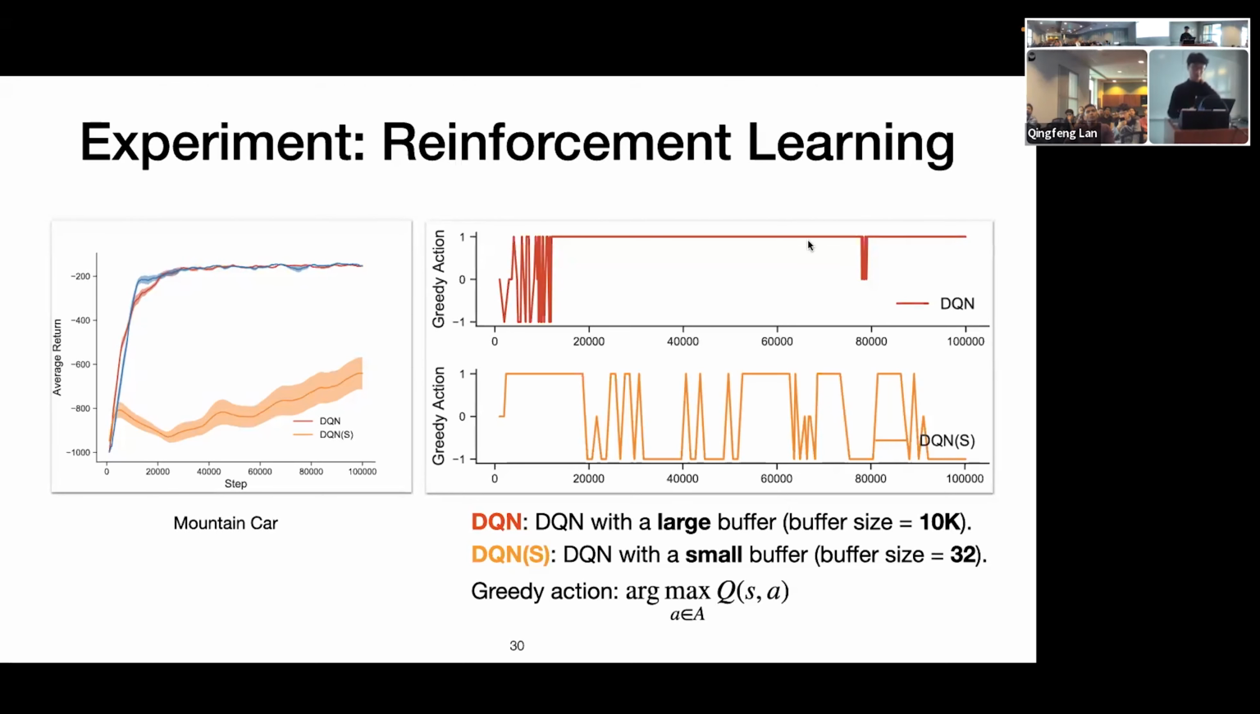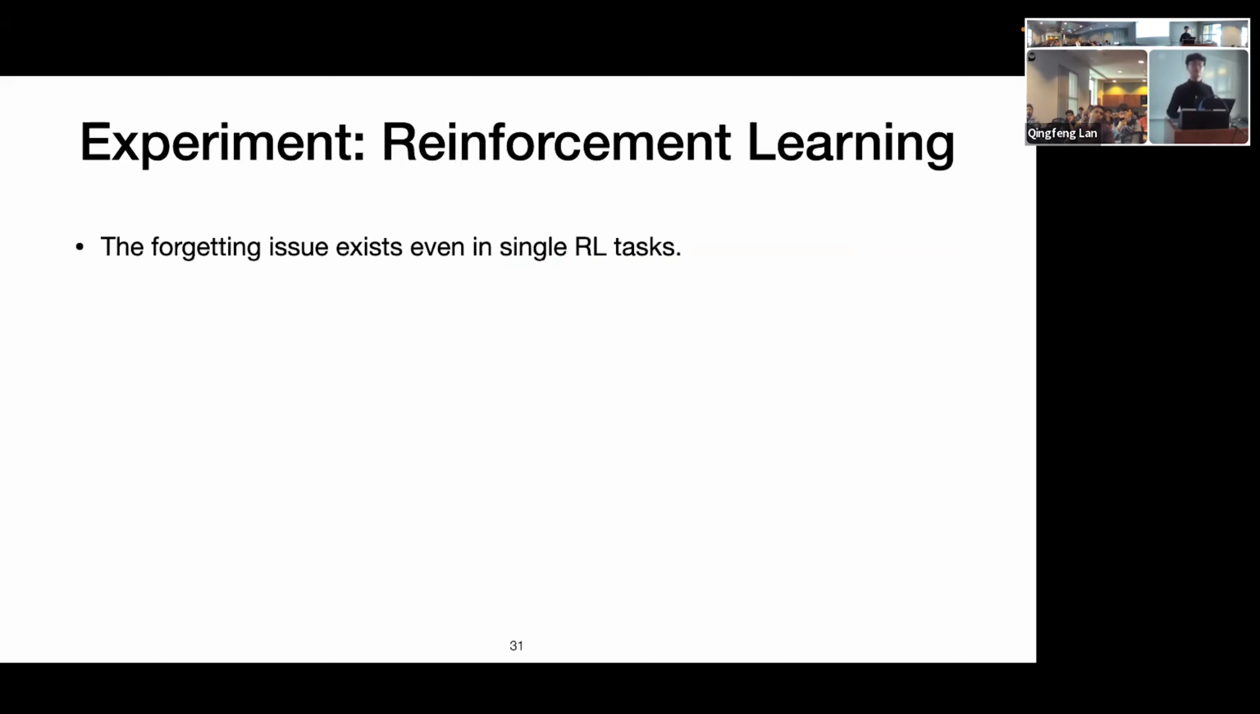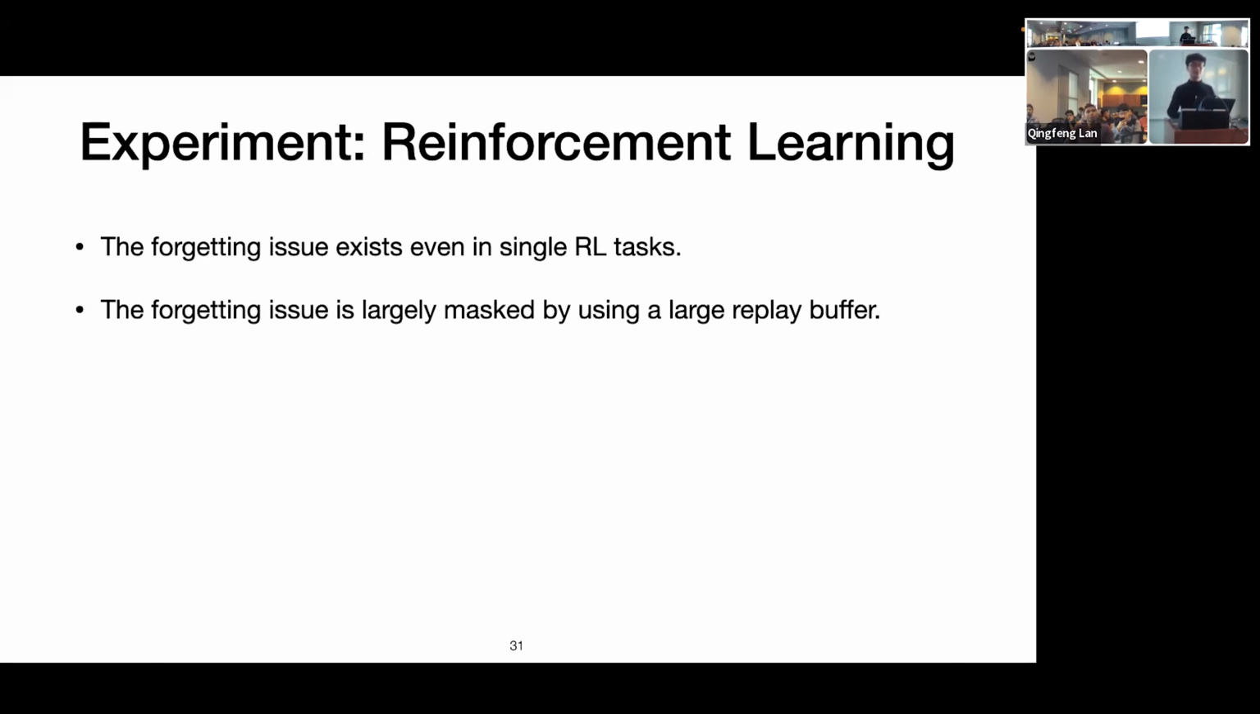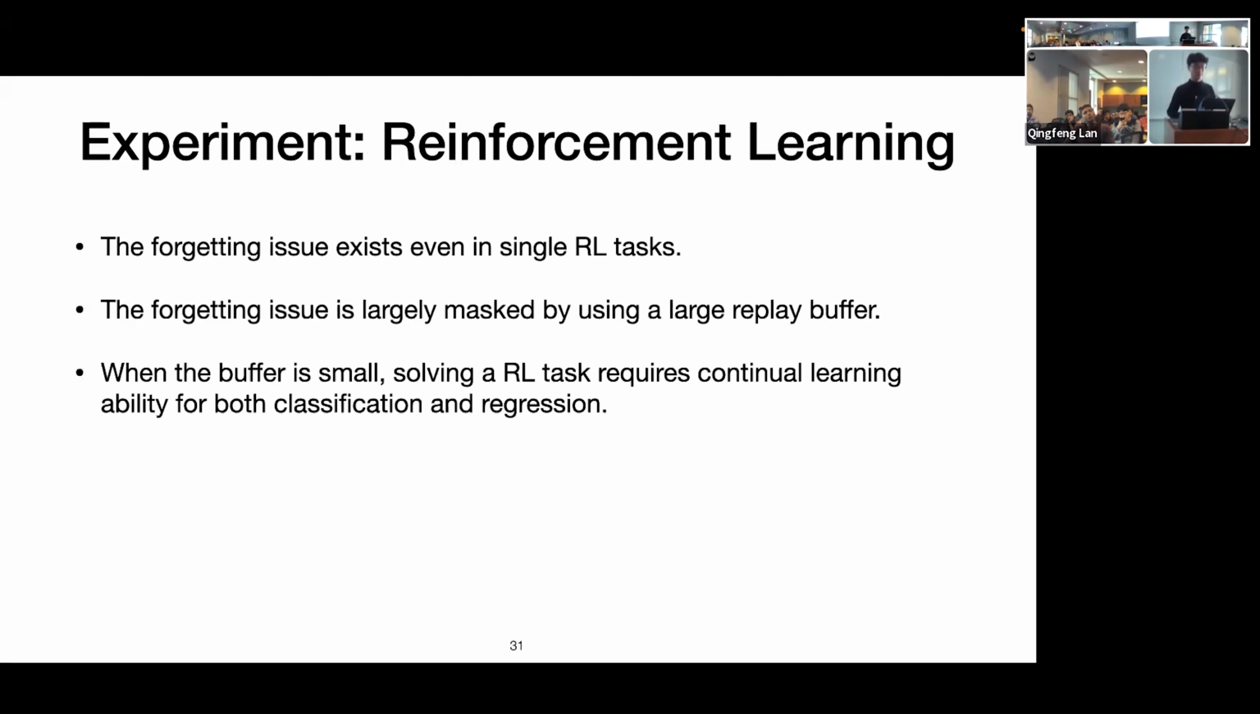And we have a very good performance. However, for DQNs, the greedy action oscillates during the whole process of training. So it's quite unstable, so it reduces performance. And with this experiment, you can see that the forgetting issue exists even in single IID tasks, and it's largely masked by using a large replay buffer.